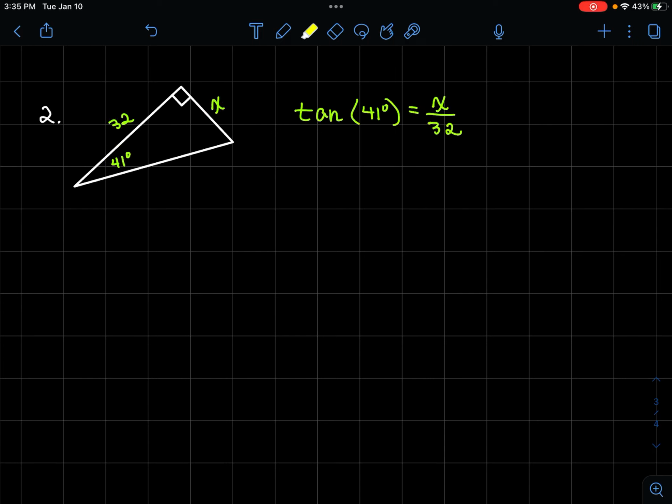So when we set up our equation, we have a tangent of our angle equal to the opposite over the adjacent, x over 32, and we solve with similar steps. Multiply both sides by 32, and then go to our calculator, type in 32 times the tangent of 41 degrees, and the value of the leg opposite of 41 degrees would be 27.8.